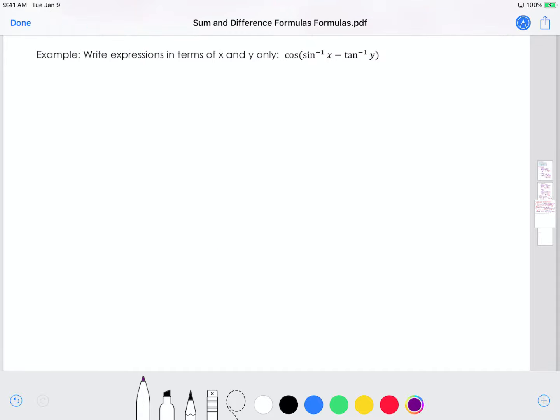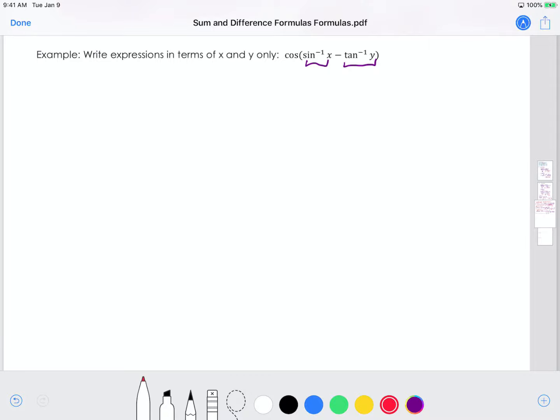Now in this example here, again, we're given our angles as an inverse function. So we're going to have to set up our triangles in order to write this expression in terms of x and y only.